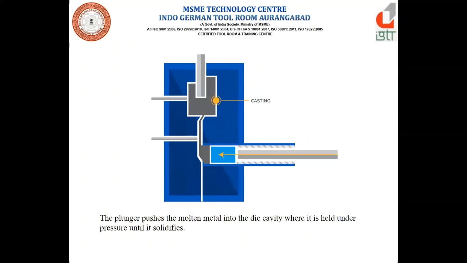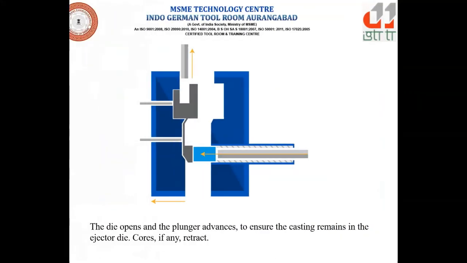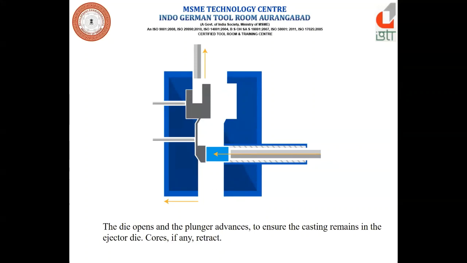Once the material is poured into the shot sleeve, the plunger pushes the molten metal into the die cavity, where it is held under pressure until it solidifies. Once it solidifies, the die platen opens, but our plunger still advances forward so that it exerts pressure on the casting, so that the casting will remain in the moving half, and this allows us to eject the material properly.